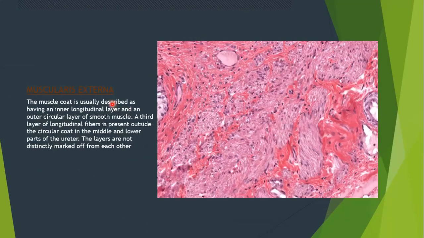Then you have the muscularis externa. It has an inner longitudinal layer and an outer circular layer. Please don't confuse this arrangement with that of the gut. Remember, in the GIT the arrangement is inner circular, outer longitudinal, but this one is the opposite: inner longitudinal, outer circular, and that is for the upper 1/3 of the ureter. But as you near the bladder, an additional longitudinal layer is present, and in the lower parts of the ureter, it becomes inner longitudinal, middle circular, and outer longitudinal. So an outer longitudinal layer is added, the one nearest the bladder.